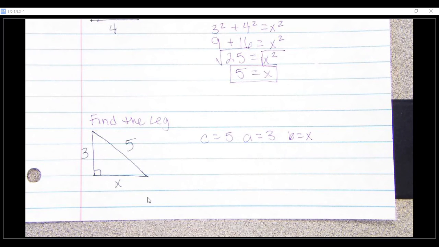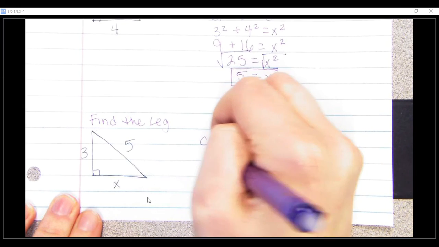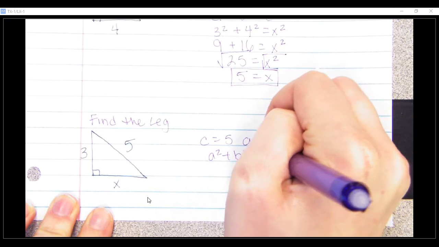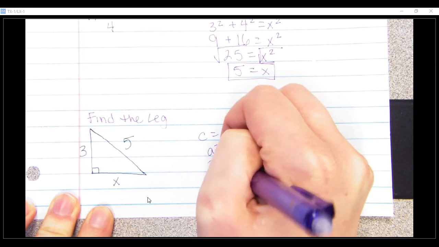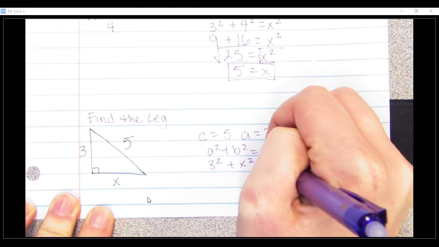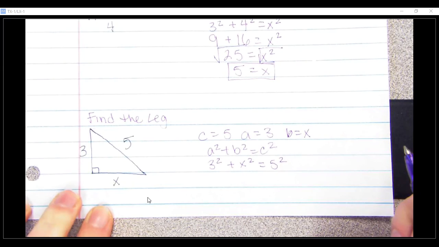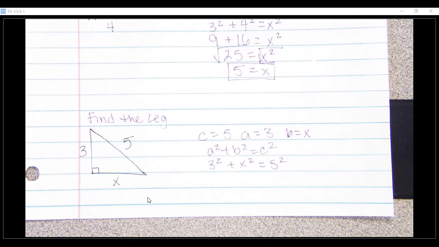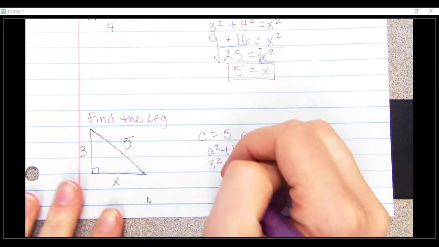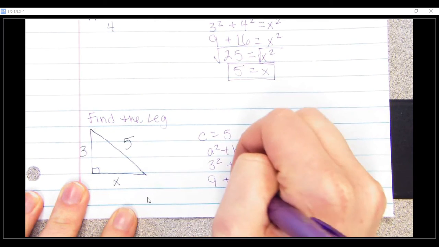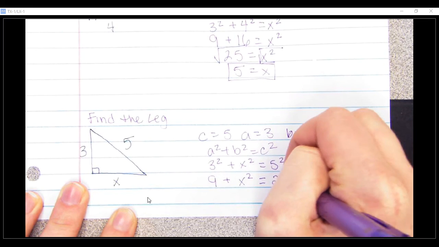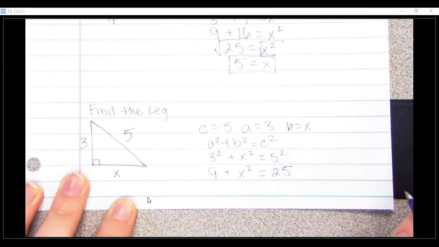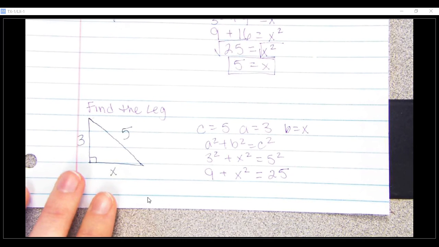Now I'm going to plug those values into the equation a squared plus b squared equals c squared. And I have 3 squared plus x squared is equal to 5 squared. Okay, keep going. Now I'm going to go on to step 3, which is to square the values that I know. I know 3 squared is 9. I don't know my x squared, but I do know that 5 squared is going to be 25. Great. Now I can move on to step 4.